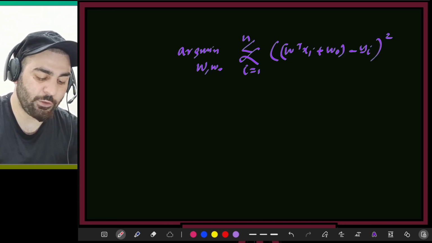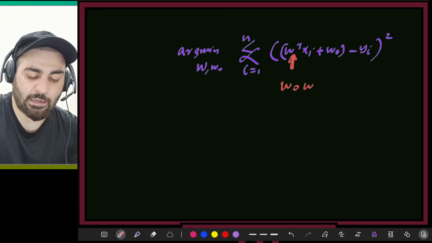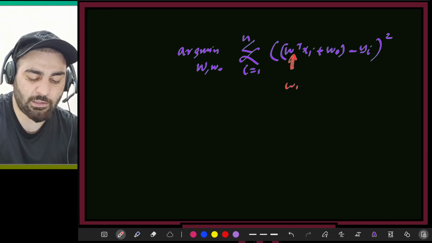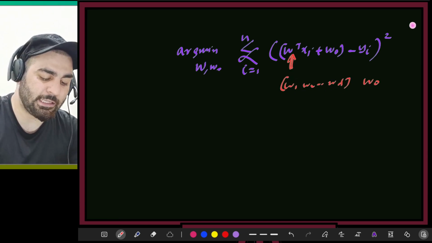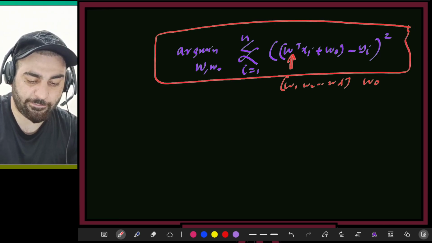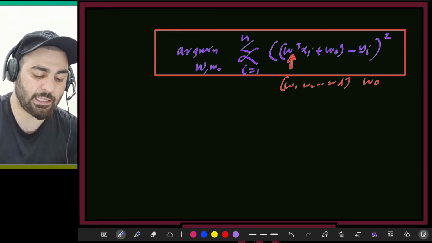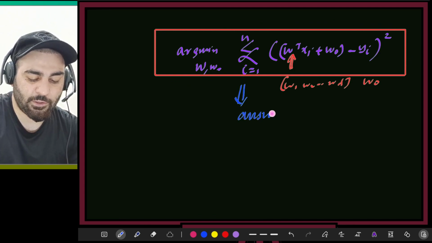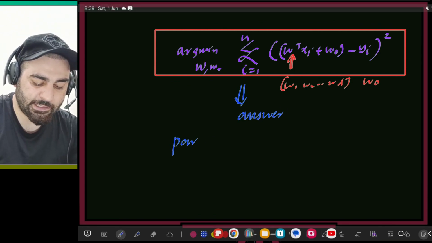So basically you have to find such w. You have to find w1, w2 till wd, and this w naught, such that this error is minimized. So this is what you have to find. This is the thing that you have to answer. So what are the parameters? We'll call them parameters.